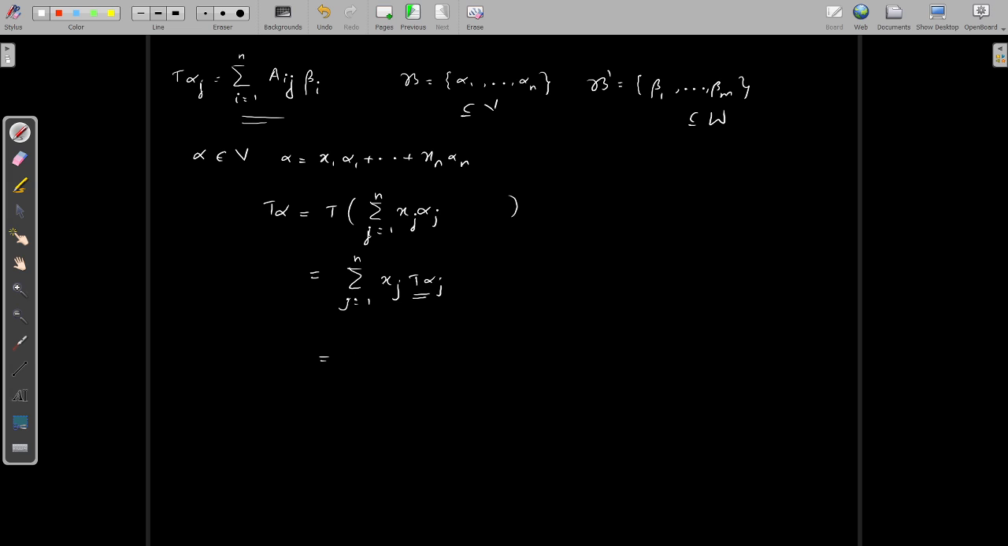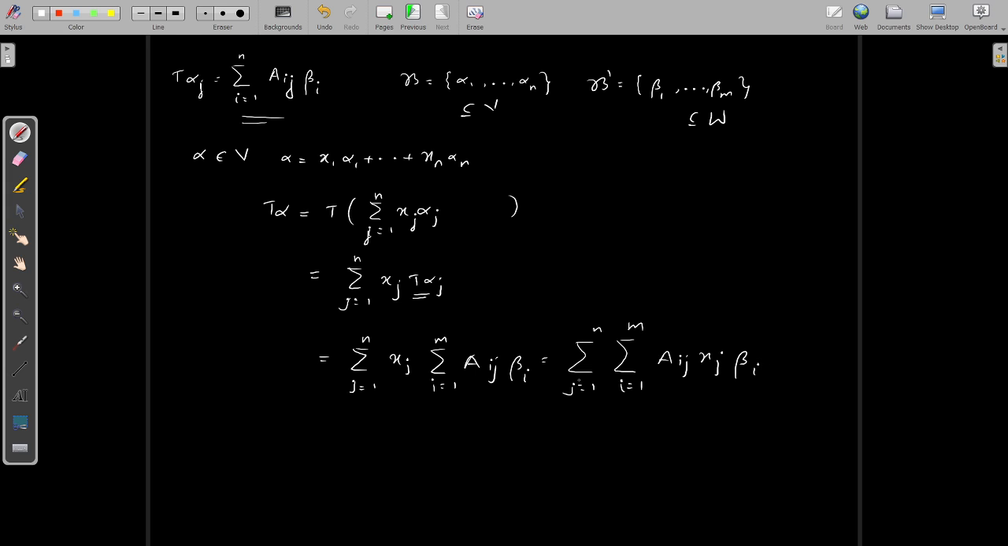Now you write this is equal to summation j equal to 1 to n xj summation i equal to 1 to m. This T alpha j can be replaced by this formula aij beta i. Since xj does not depend on i, you can write this as summation j equal to 1 to n and summation i equal to 1 to m aij xj beta i.